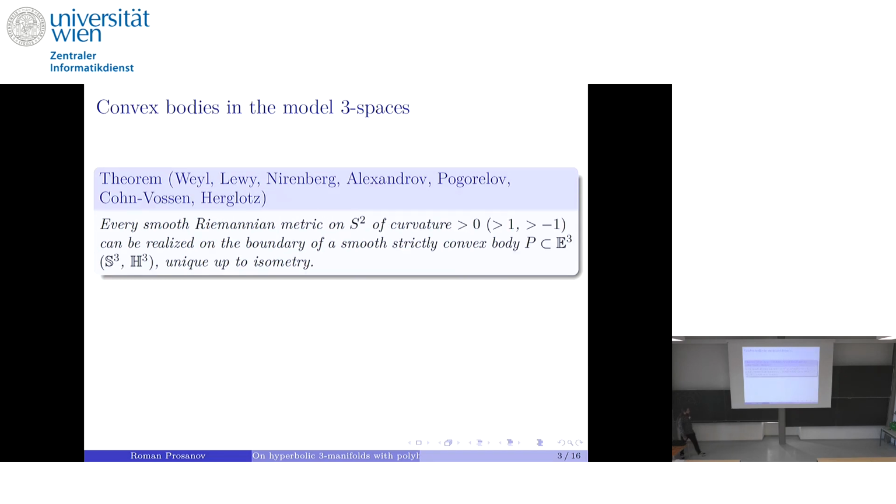And this result is a polyhedral counterpart to the well-known result from differential geometry, which is called the Weyl problem. The Weyl problem says that every smooth Riemannian metric on the two-dimensional sphere of positive curvature can be realized on the boundary of a unique, up to isometry, smooth, strictly convex body in the three-dimensional Euclidean space. And similarly, there are also similar statements in spherical and in hyperbolic geometry. It was obtained in the collective efforts of plenty of people, so I put here just a few main contributors, but this list is not exhaustive.